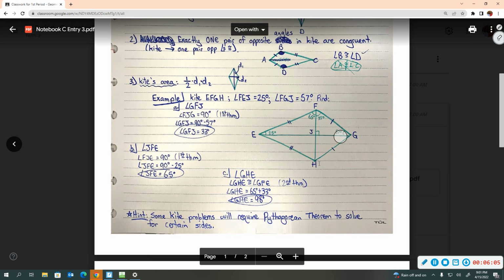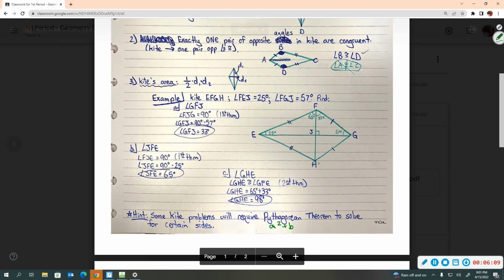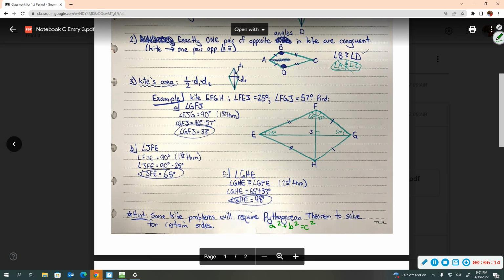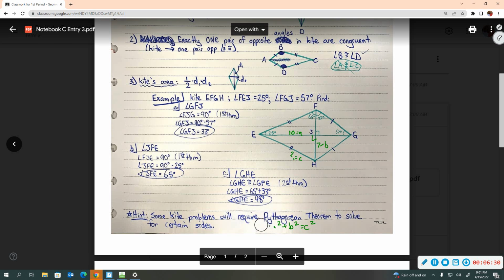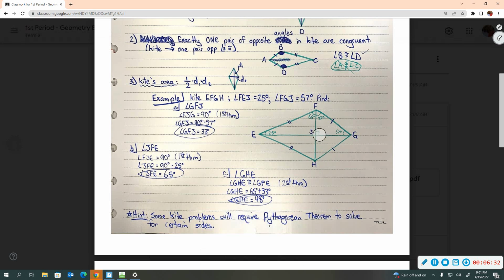Now, fair warning, we've been talking about Pythagorean theorem, which is a squared plus b squared equals c squared. Maybe on a problem or two, you might have to use Pythagorean theorem to find a missing side. Like if they gave you this one's 10 and this one's 7, they may ask you to find this one. And you'd have to treat it like Pythagorean theorem, where that's an A and that's a B, and that would be like C. That might pop up. I'm not 100% sure, but just in case. There it is.